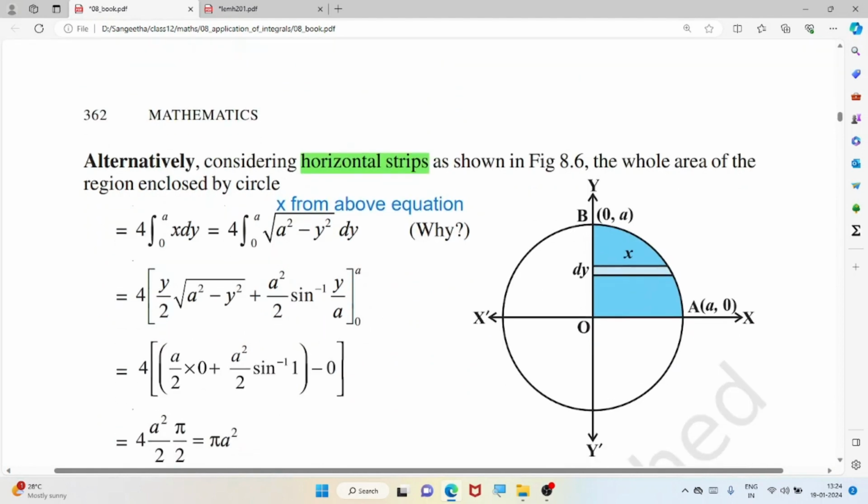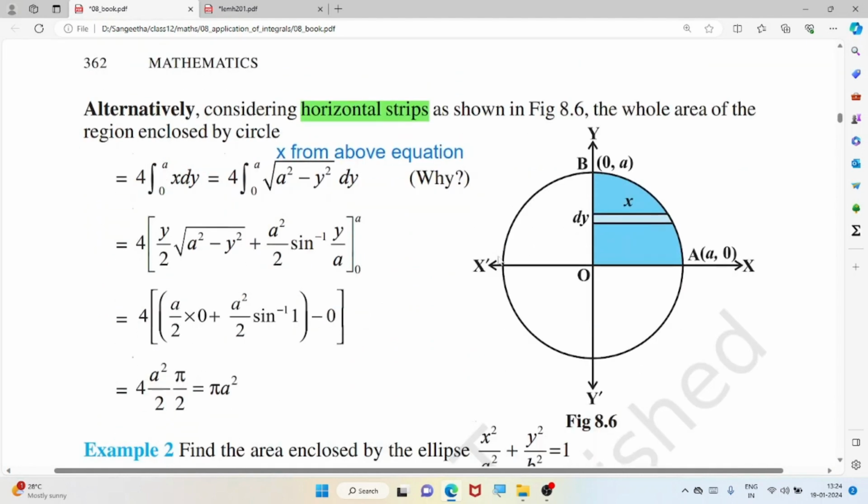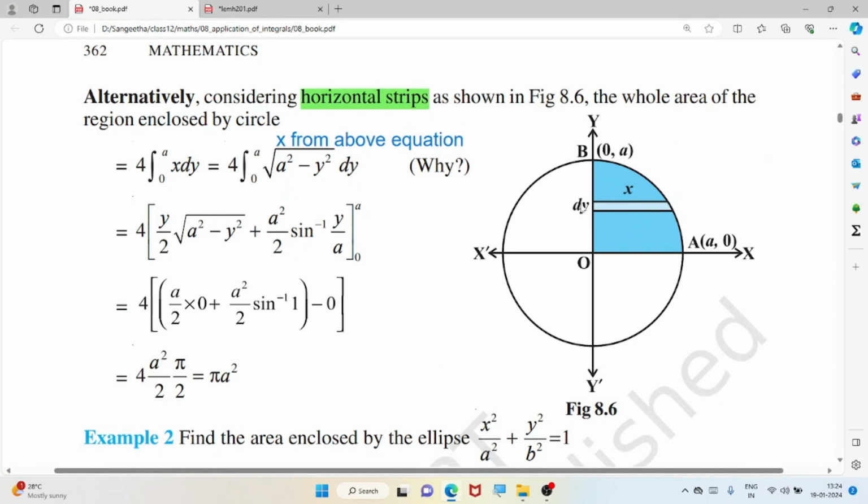The same thing can be achieved with horizontal strips. Here it is dy, then we apply the y limits, we have to apply here also 0 to a. The same thing will come, the same answer will come.